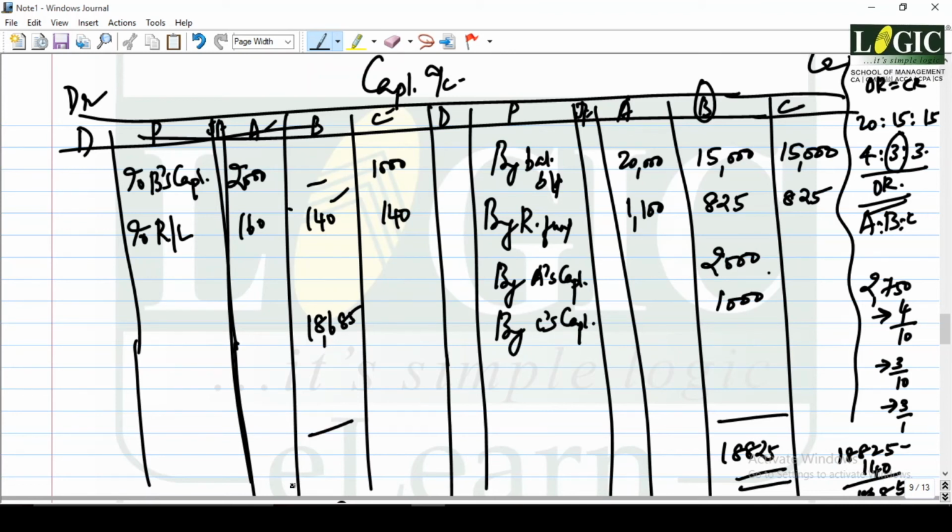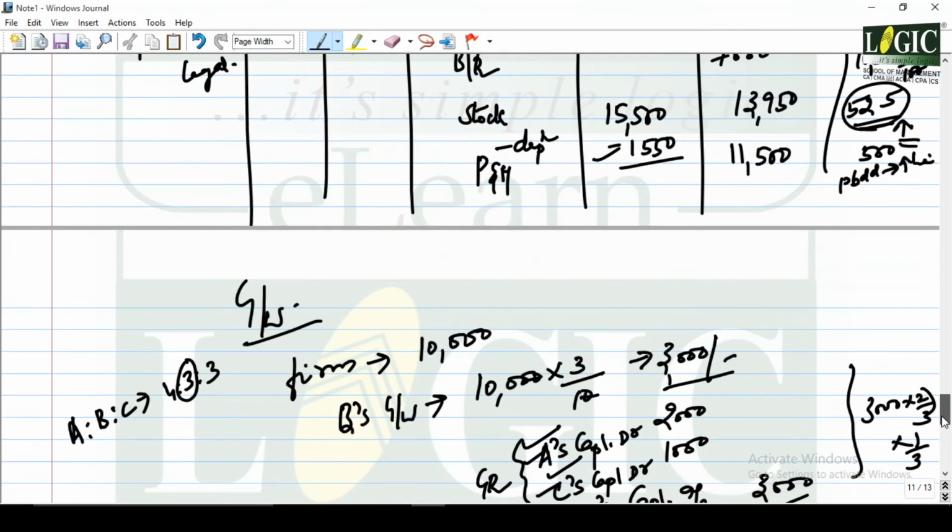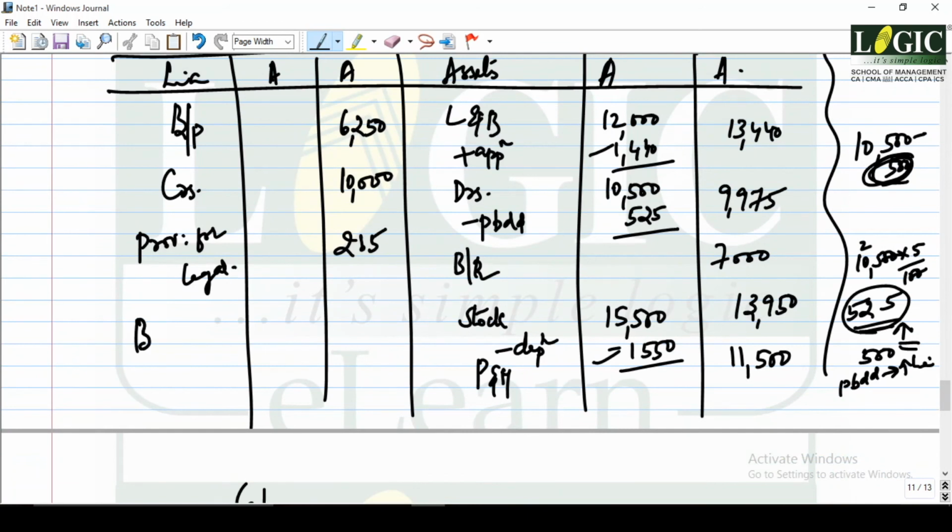But sufficient cash is not there. You can see the cash balance, that is only 13,000 with the firm. So what to be done? 18,685, you can pay it in installments. That is why you write B's loan 18,685. Now this B's loan should come in the balance sheet because that is a liability pending, that is 18,685.